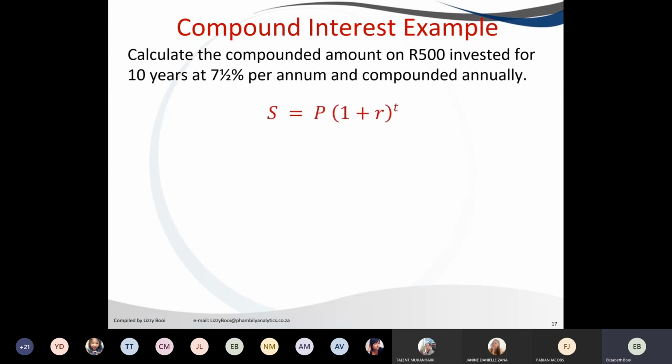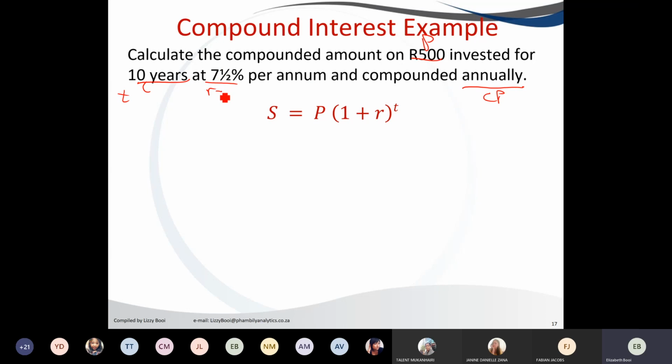We know the formula. It's S is equal to P times (1 plus R) to the power T. We are given our present value, which is P. We are also given our period, which is T. We are also given our interest rate, which is R. And we are also given our compounding period, which is annually. So this is our compounding period.